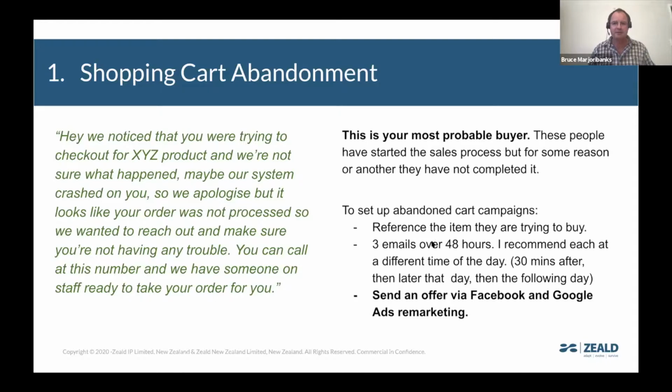The other one is 3 emails over 48 hours as a maximum, but typically you would do one maybe 30 minutes later, and then later on that day, and then sometime the next day, and mix up the times, because you don't want the exact same times. If someone didn't read the emails at a particular time, they may be busy at that time every day. So we'd mix it up.